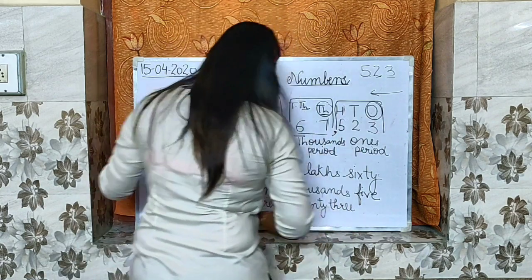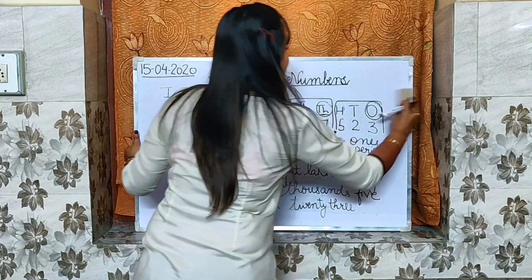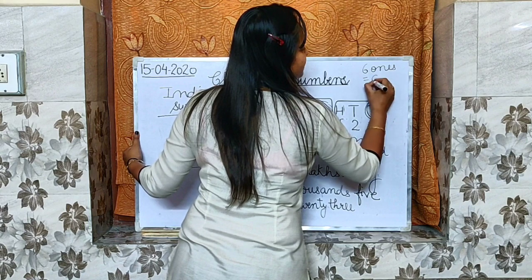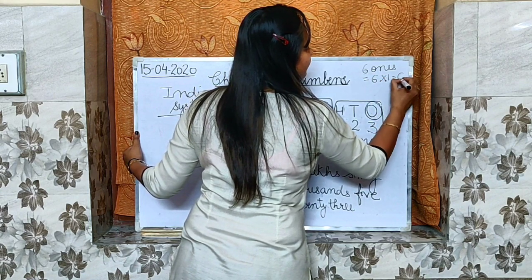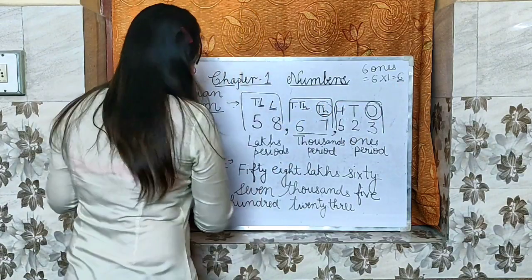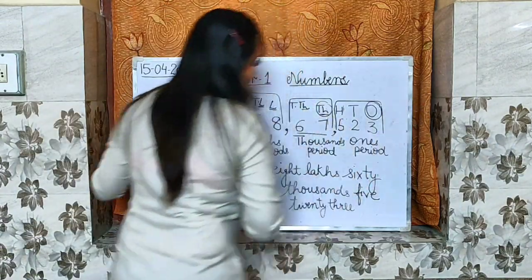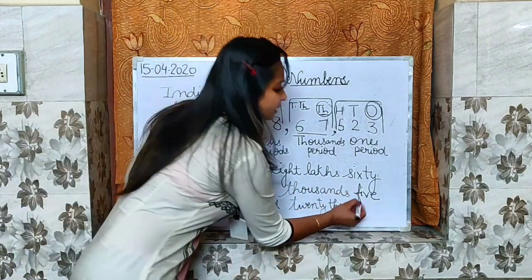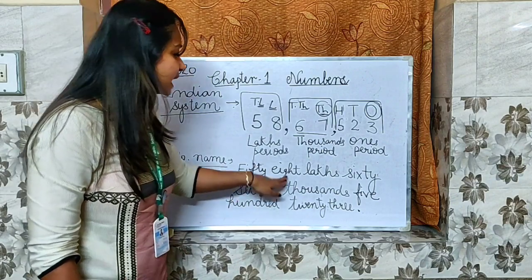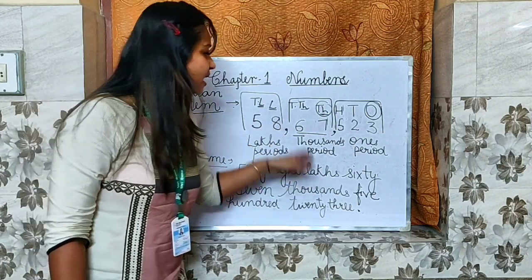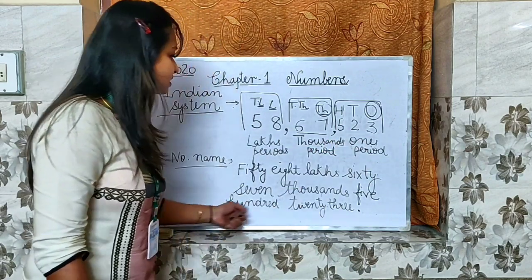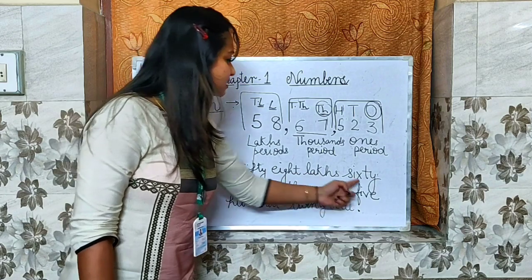Ones. But ones we need not write because the value of ones is 1. We have read in the place value topic also, 6 ones means 6 multiplied by 1, that is 6 only. So any number multiplied by 1 gives the same value. That's why we need not write ones here. We will end our number name here only. Let's read it once again. This is 58 lakhs, 67,523. 58 lakhs 67,523.